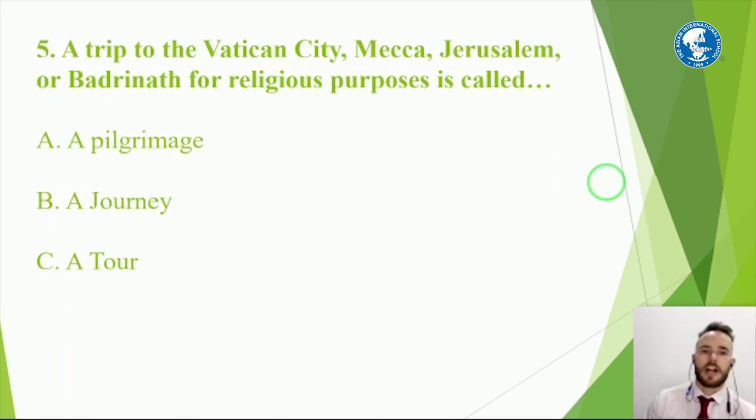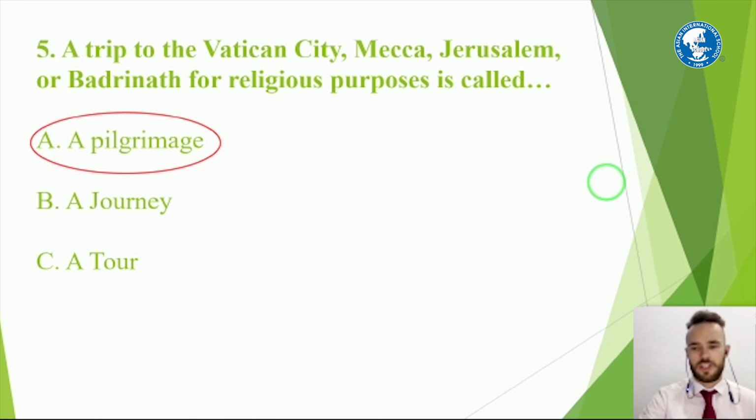Number 5, a trip to the Vatican City, Mecca, Jerusalem, or Badrinath for religious purposes is called what? A pilgrimage, a journey, or a tour? Ready for the answer? The correct answer was a pilgrimage.